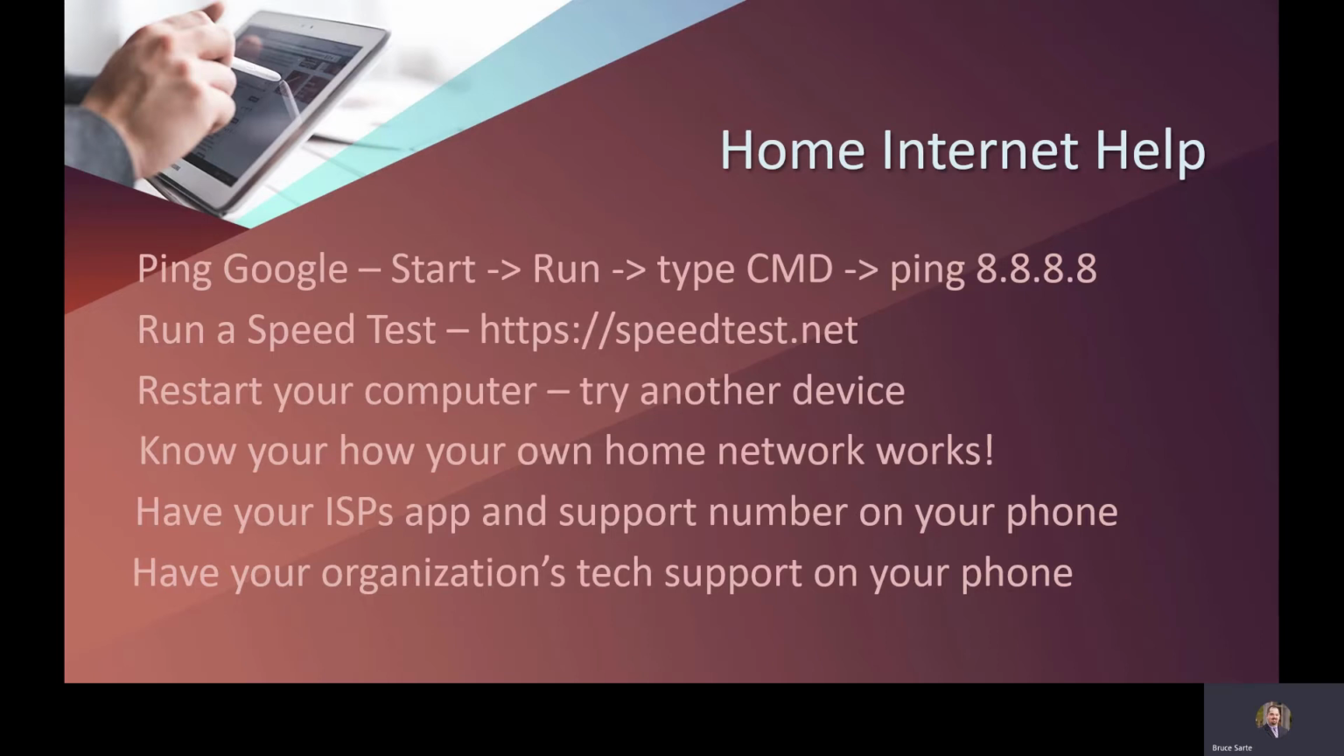Have your ISP, your internet service provider's app, on your mobile device and their support phone number on your mobile device. It is super important to be able to have something outside of your computer to check and see what's going on. Generally speaking, your ISP's app, whether it's in iOS or Android, will tell you if they are aware that there is an issue on their network. And we'll talk about their network briefly as we talk about how your home network works as well.